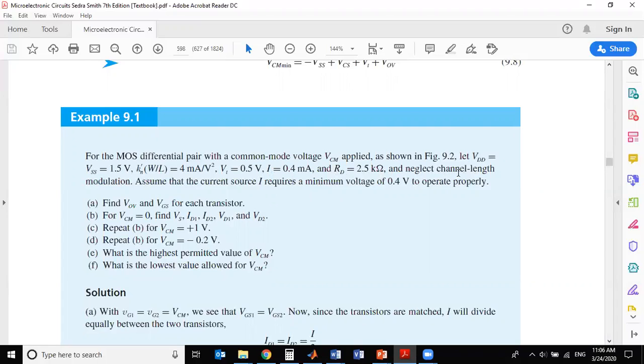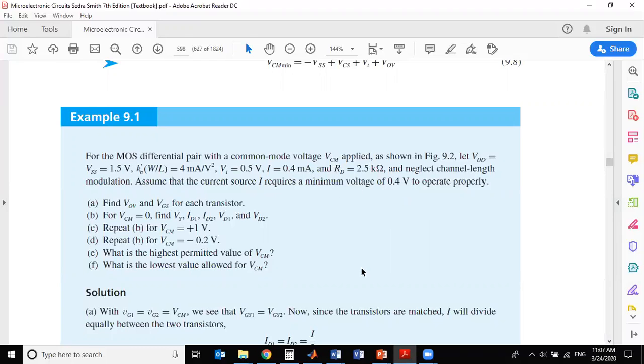Okay, and we're going to neglect the channel length modulation, meaning that we are going to neglect RO. So with no RO here, neglect the effect of RO. And we assume that the current source I requires a minimum voltage of 0.4 volt to operate properly. So the voltage across the current source I has to be at least 0.4 for it to work.